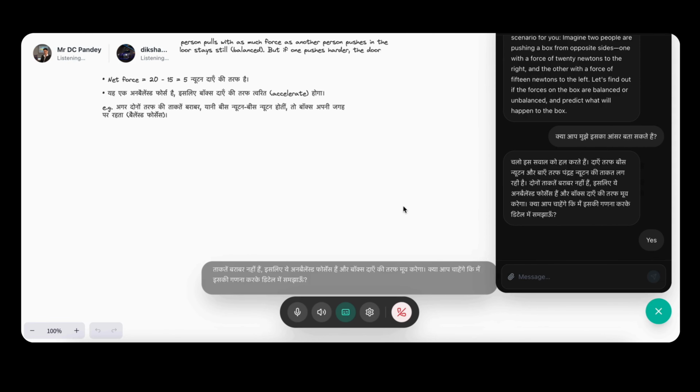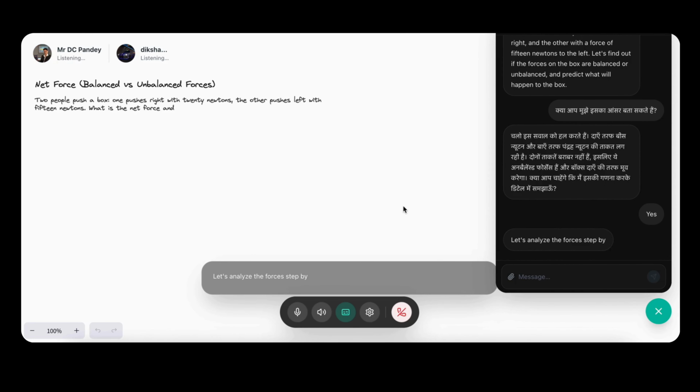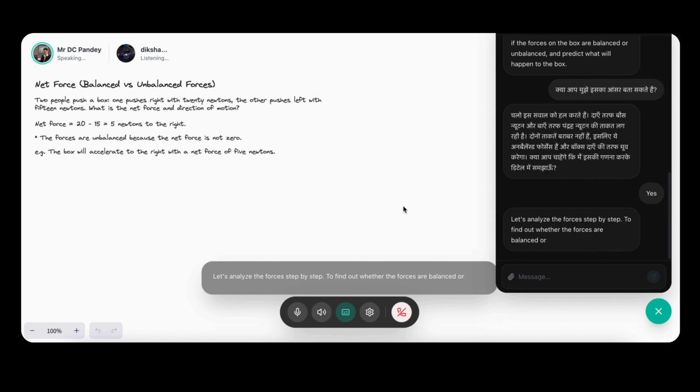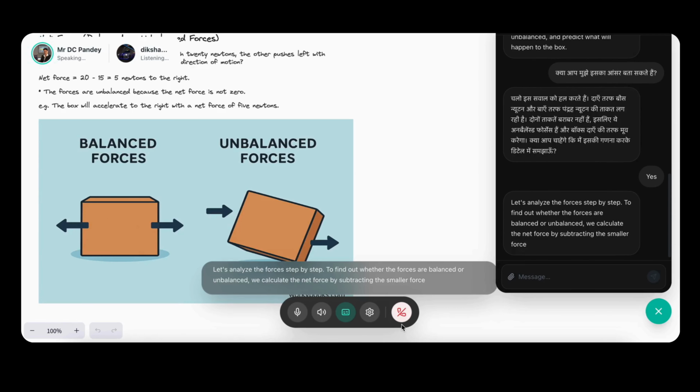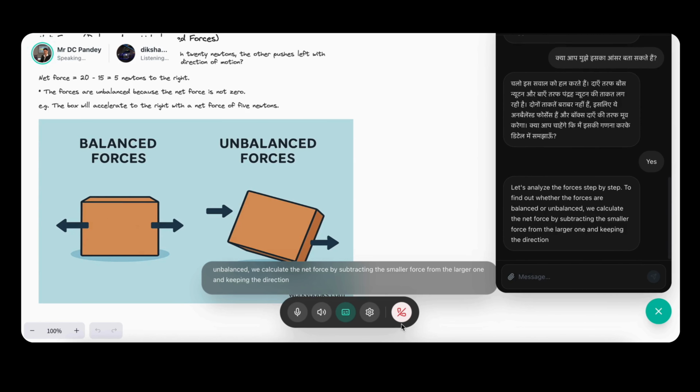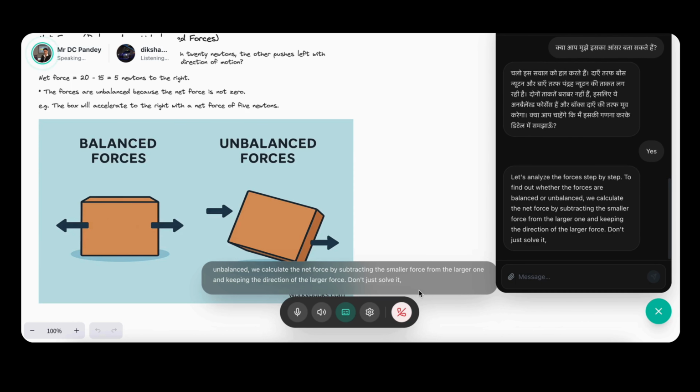Yes. Let's analyze the forces step by step. To find out whether the forces are balanced or unbalanced, we calculate the net force by subtracting the smaller force from the larger one and keeping the direction of the larger force.